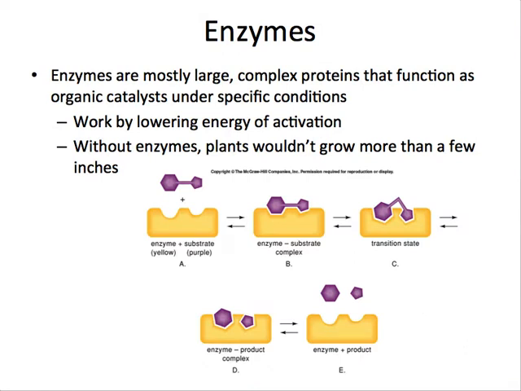Next is enzymes. Enzymes are special types of proteins. We need enzymes to survive. Plants need enzymes to survive. Here in this picture, we can see an enzyme that's causing chemical bonds to weaken in a substrate. Two new chemical products are produced, and the enzyme can work again. Enzymes function as organic catalysts under specific conditions, and they specifically work by lowering the activation energy in that cell for that chemical reaction. Without enzymes, most plants would not be able to grow more than a few inches off the ground. Enzymes are essential.